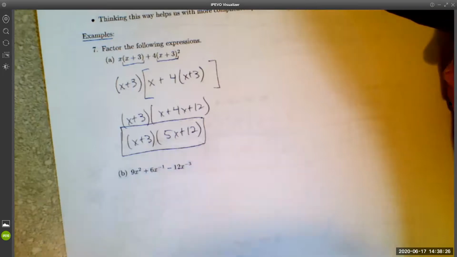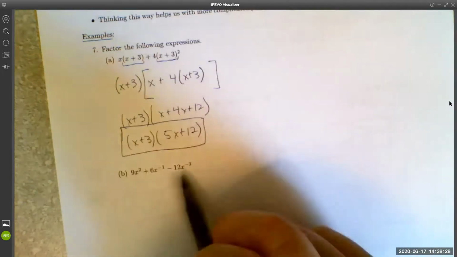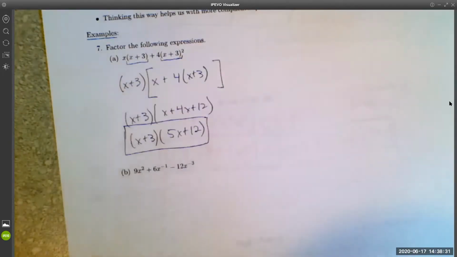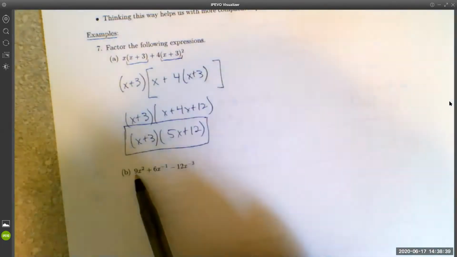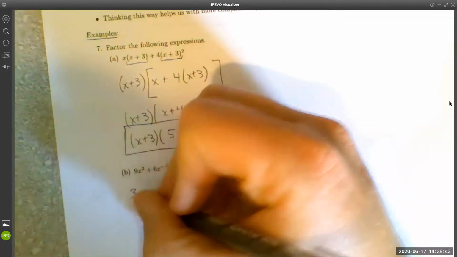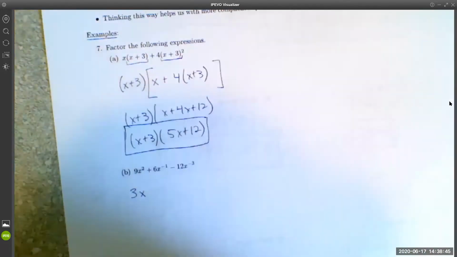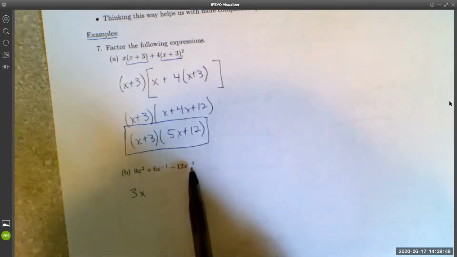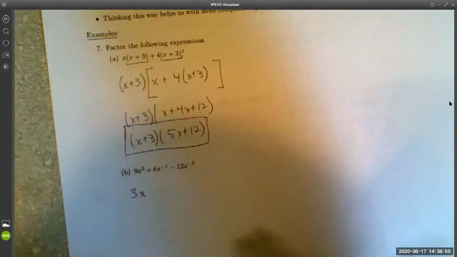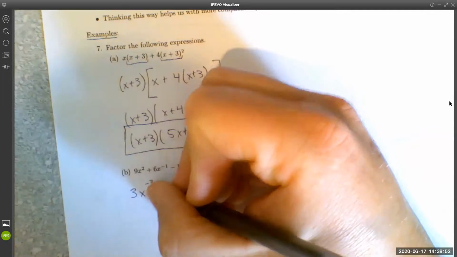Okay, here's another example. This example has some negative exponents in it. Remember, we can always factor out the variable that has the smallest exponent on it. So let's see what we get in this case. First of all, with the coefficients, it looks like we can take out a 3. And with the variable, we can take out this variable with the smallest exponent. That would be x to the negative 3. So we can actually factor out an x to the negative 3.